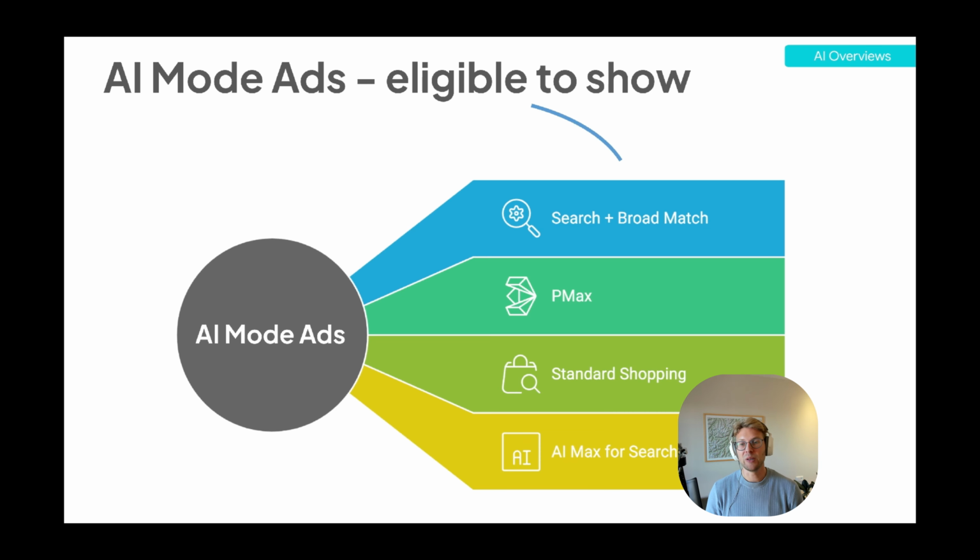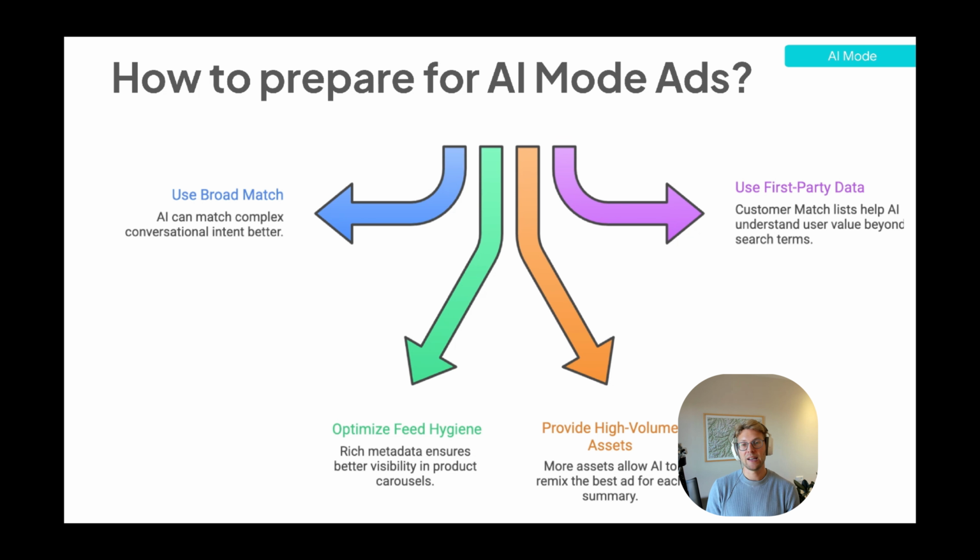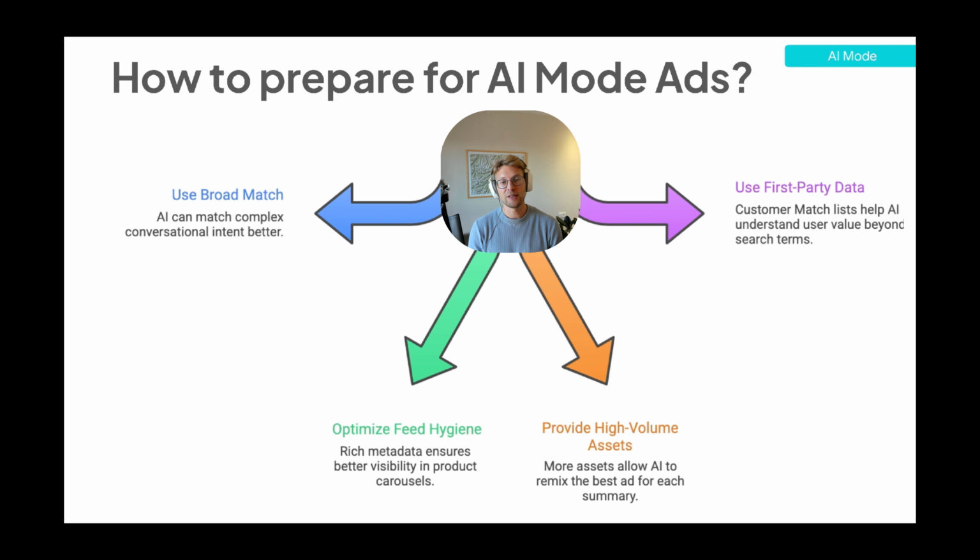Search plus broad match, PMax, standard shopping, and AI Max for Search are the ones triggering ads in AI mode, which also makes sense because exact match, as we said, is just a keyword, and AI mode is way more than just a keyword. It's a whole conversation, it's a whole context, it's a whole new machinery that runs behind the front. So yeah, how to prepare your ads for AI mode. It's very important that you decide which campaigns should be switched from exact or phrase to broad match, so that AI can match complex conversational intent better. Obviously, don't put your brand campaign on broad yet.